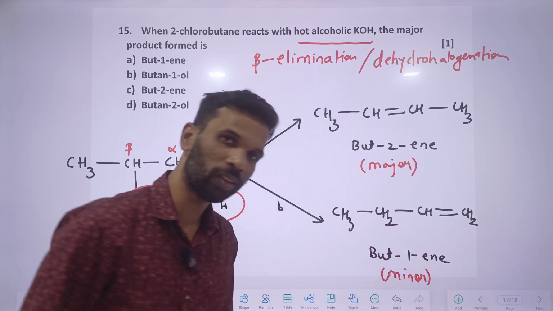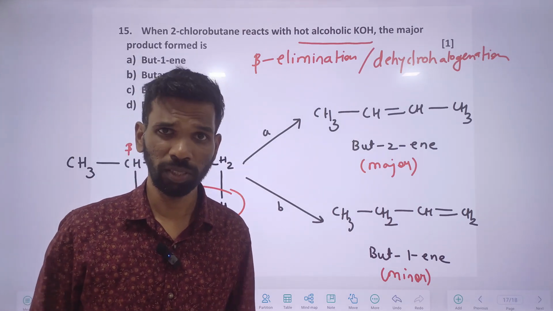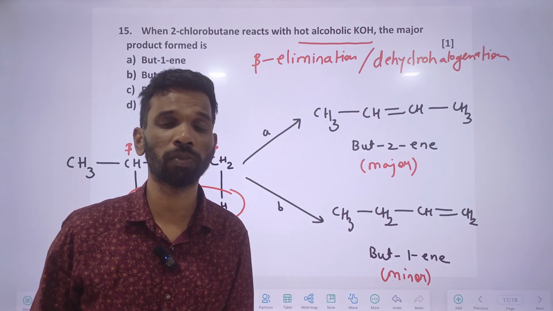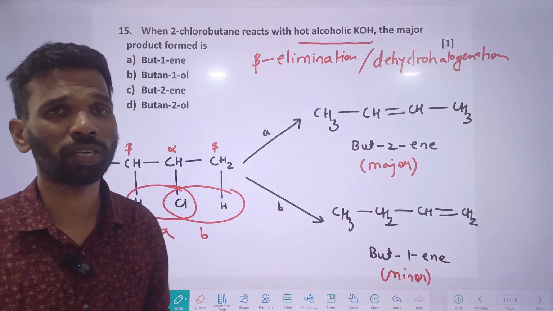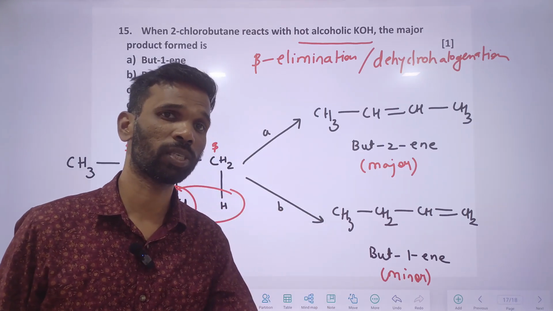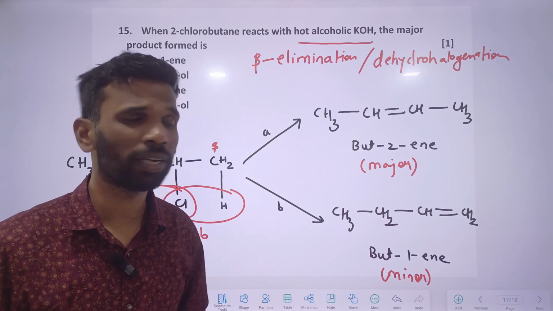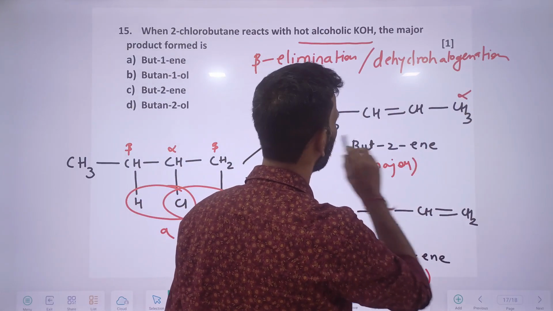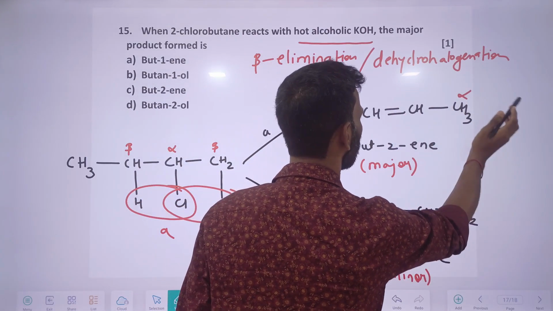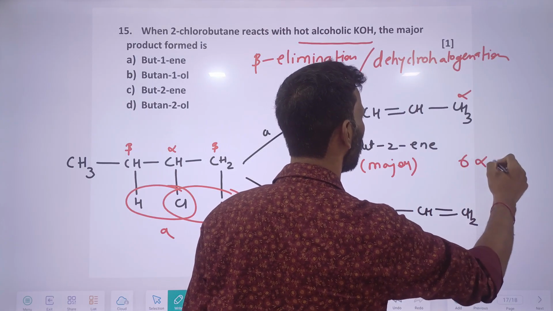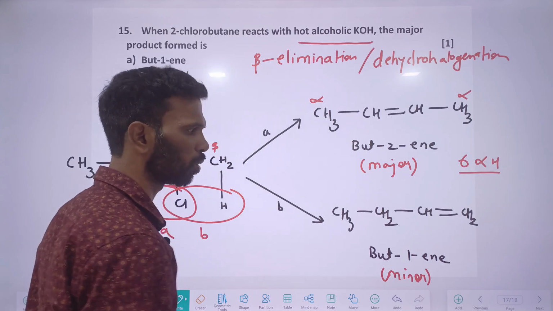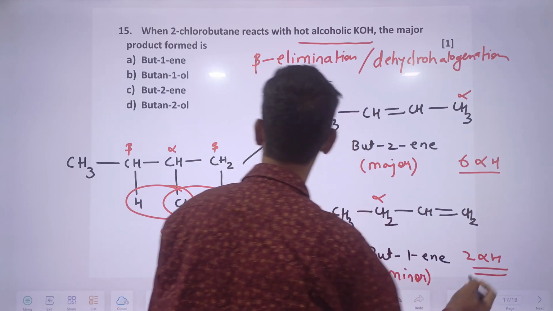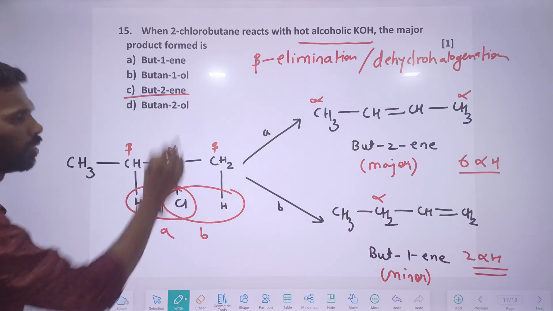The more the number of alkyl groups on either side of the double bond, the more is the stability of the alkene. This rule is on the basis of hyperconjugation. The more the number of hyperconjugating structures, the more the stability. Or I can also say that the more the number of alpha hydrogens, the more is the stability of the alkene. Here there are 6 alpha hydrogens. If you count, this is alpha and this is alpha, 3 and 3, 6. That's why this is more stable. Just telling you how we decide which particular alkene is more stable. Here there are just 2 alpha hydrogens, so this is less stable. Answer is but-2-ene.